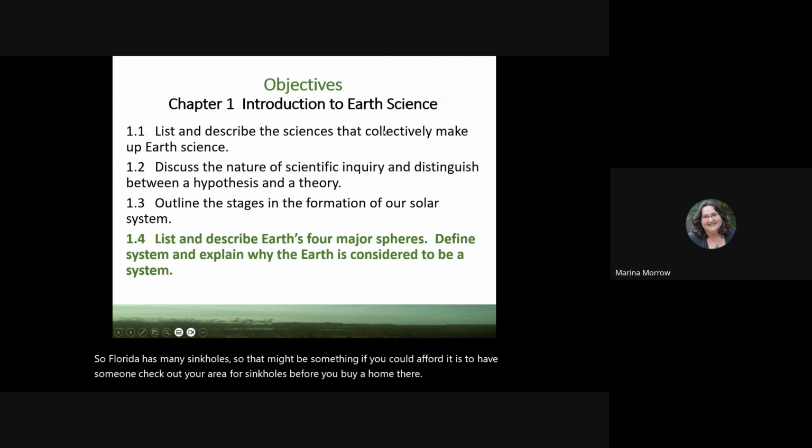Okay, so let's look at 1.4. So we're going to skip over 1.3. We're going to do that at the end of the formation of the solar system. But let's go ahead and look at the four major spheres, and why the Earth is considered to be a system.